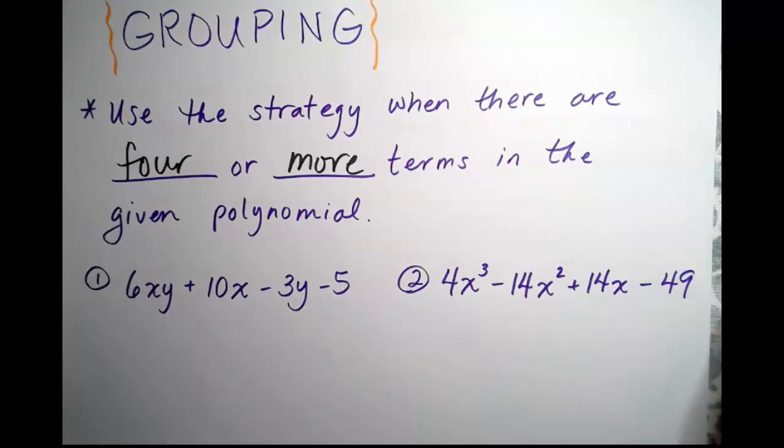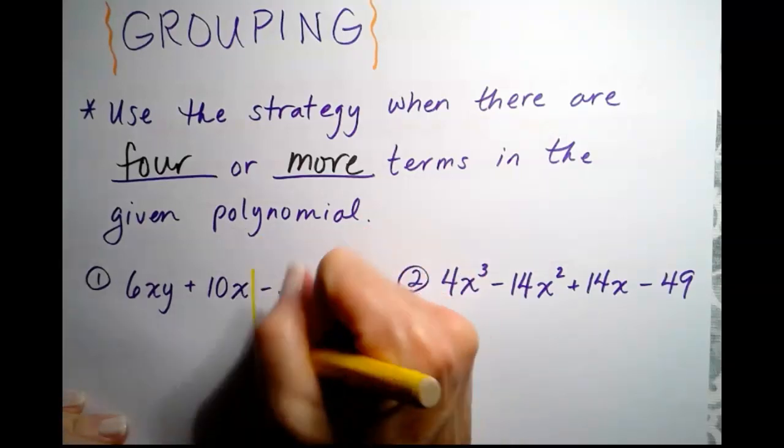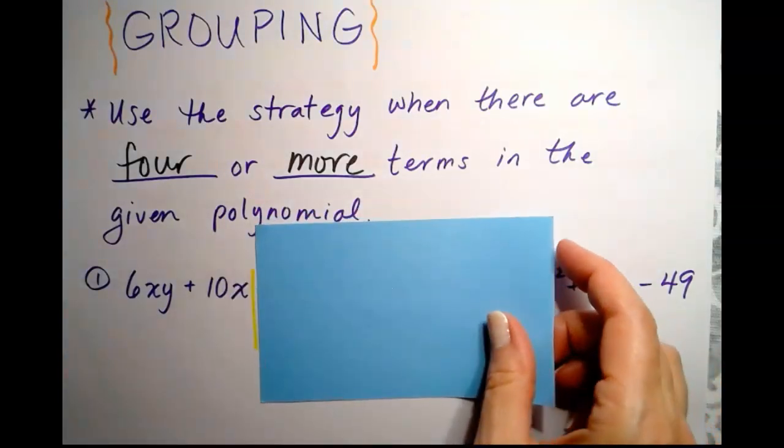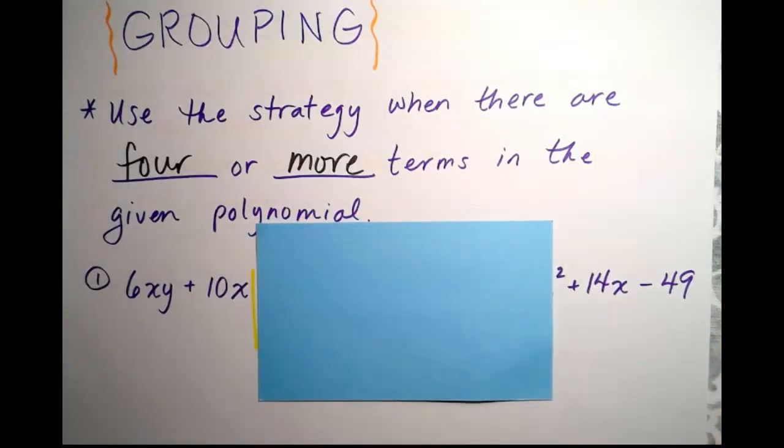Now, with grouping, it's exactly what it says it is. We're going to group together terms, and we are going to be looking for a greatest common factor. So in order to group, you split your polynomial down the middle, and I like to use an index card and just cover up the second half of the polynomial, focus only on the first. And in the first part of the polynomial, we have a greatest common factor of 2x.